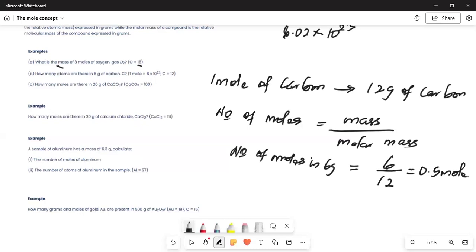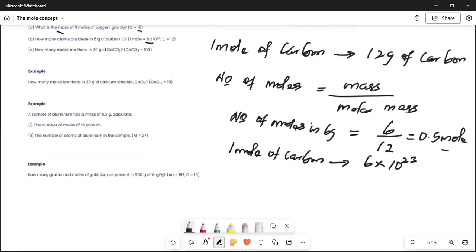So if 1 mole of carbon contains, according to what we have in the bracket, they omitted the 0.02. The actual value is 6.02 times 10 to the power of 23. But when you have a question, you follow the instruction to the letter, so we're going to use the one given to us here. So we say 1 mole of carbon contains 6 times 10 to the power of 23. Therefore, 0.5 mole, the number of moles in 6 grams, will be half.